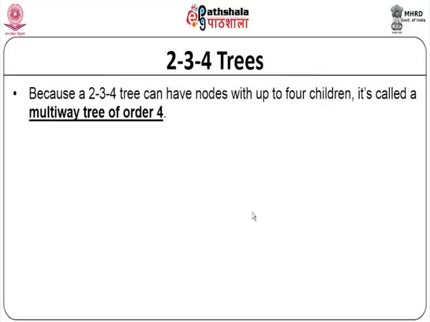Because a 2, 3, 4 tree can have nodes with up to 4 children, it is called a multi-way tree of order 4. So, a binary search tree is a multi-way tree of order 2, a 2, 3 tree is called a multi-way tree of order 3, where the maximum number of children is 3, and a 2, 3, 4 tree is a multi-way tree of order 4.